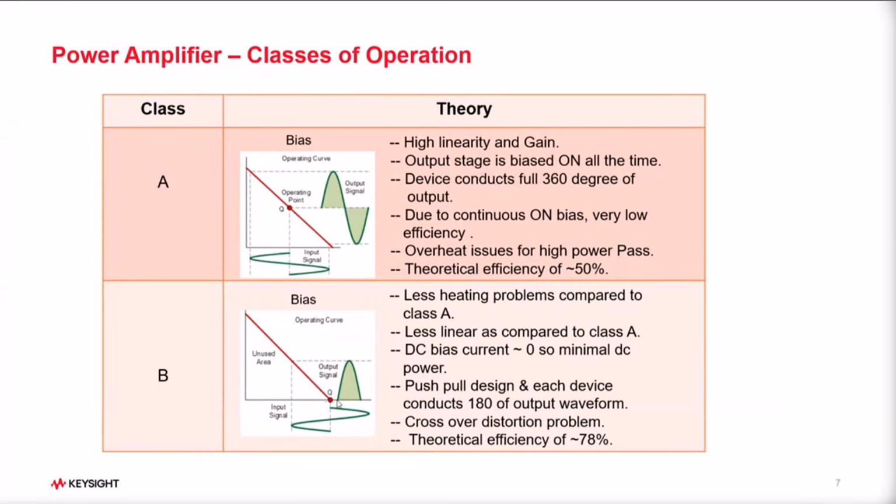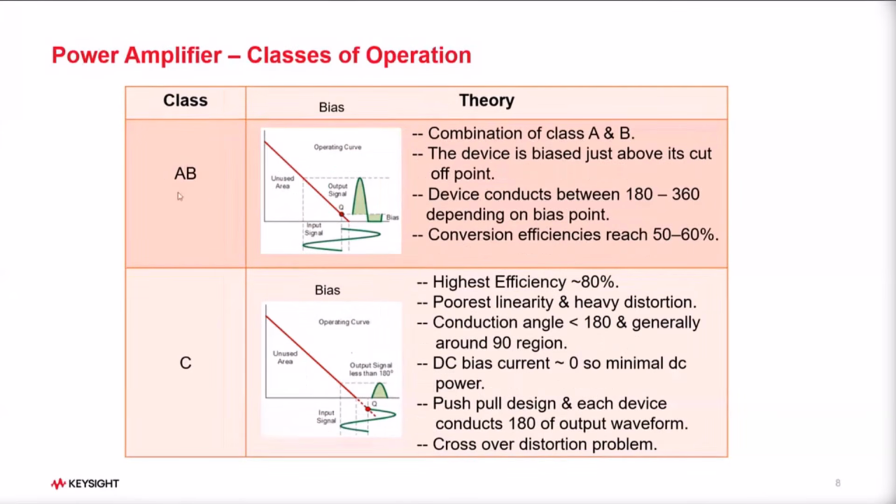Class B is where you only operate for half a cycle. So you have less heating problem compared to class A, but you have less linearity compared to class A because then you have clipping and crossover distortion problems. But in terms of efficiency, you can easily achieve in excess of 70%. Class AB is a compromise between class A and class B. That means we conduct more than 180 degrees, but less than 360 degrees. So somewhere in between. So class A efficiency is 50% theoretical. Class B is around 78%.